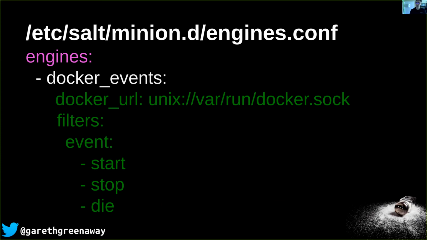On our Salt minions or our Salt master, setting up engines is done in the Salt minion configuration or a separate file under /etc/salt/minion.d or /etc/salt/master.d, depending on where the engine is running. All engines need to be under the engines header. In this case, we're setting up the Docker engine to monitor Docker events on a particular minion. For this engine, we are also filtering the events. We only want to see events when a container is started, stopped, or when a container dies.